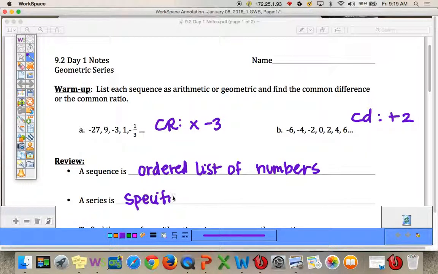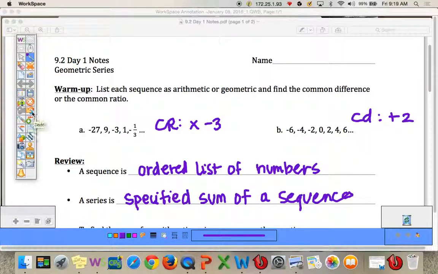Specified. So I might say add up the first 10 terms or add up all the terms. So specified sum means we add them up of a sequence. So in chapter 1, we look at sequences, the ordered list of numbers, and now in chapter 9, we look at adding up a specified sum of a sequence. So we're going to spend a few days looking at how to find a series, a sum of a sequence.